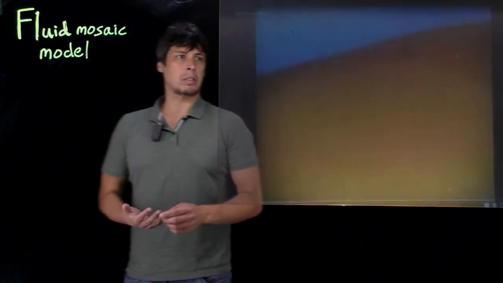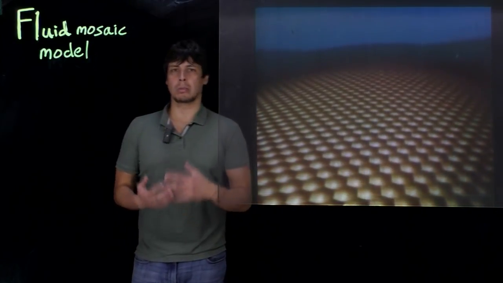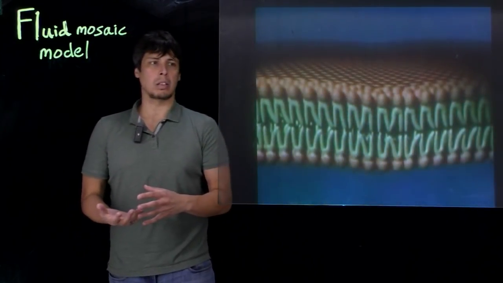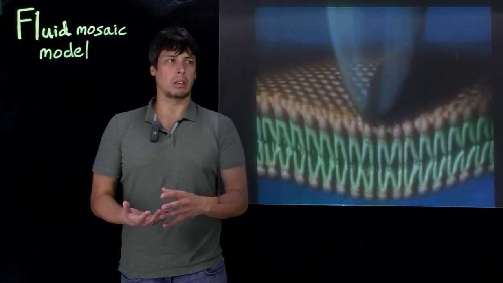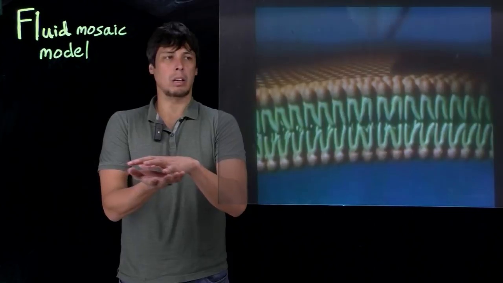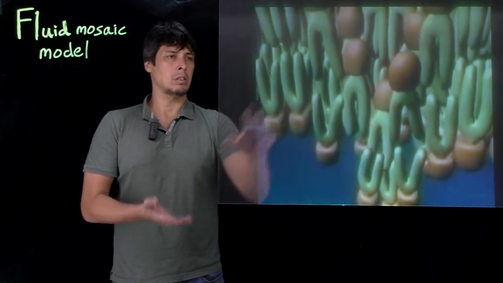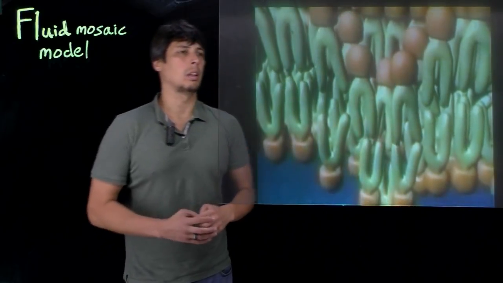So in this one, we're going to discuss the fluid mosaic model. And so this is the idea. Recall that we talked in the last video about how materials, lipids, and things incorporated into the lipids can move laterally. So this is a video showing the lipid bilayer.